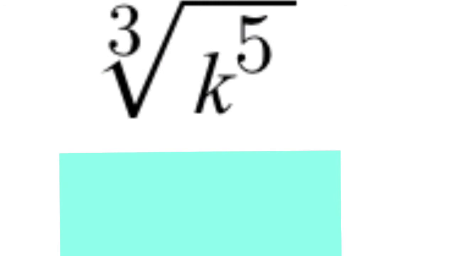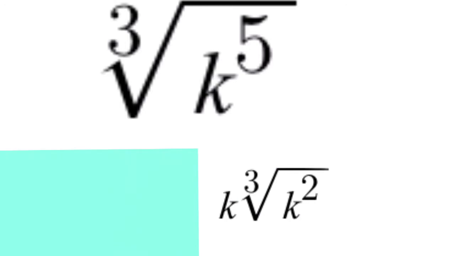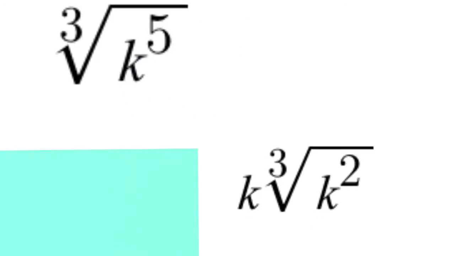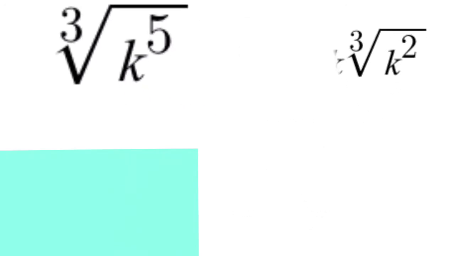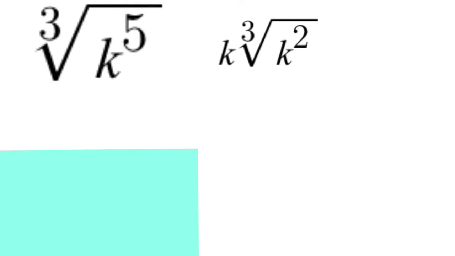About radicals and rational exponents. So right here we have a problem which is the cube root of k to the 5th power. And beforehand you would have answered it like this, which is, sorry I'm messy at this. Okay, so it would be written k and then the cube root of k to the 2nd.